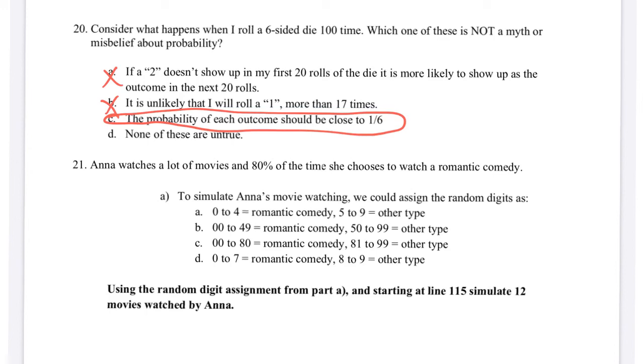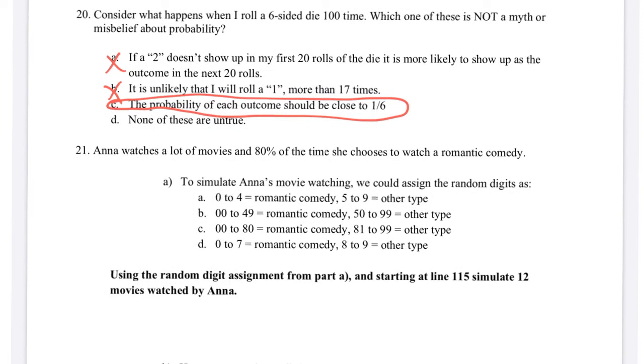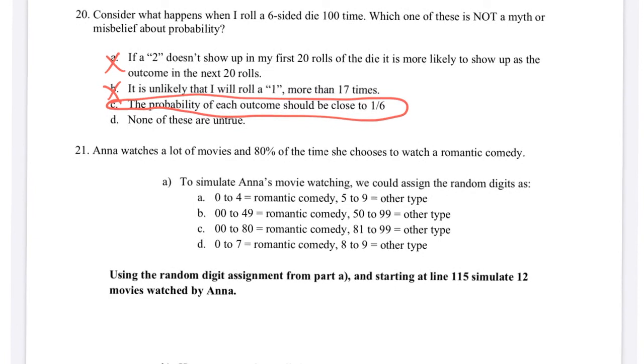For number 21, we're going to use our random digits table. So Anna watches a lot of movies, and 80% of the time she chooses to watch a romantic comedy. So to simulate Anna's movie watching, we're going to assign random digits. So if we do letter A, 0 to 4 romantic, so that's 0, 1, 2, 3, 4. That's 5 digits romantic, and then 5 to 9 will be 5, 6, 7, 8, 9. That's 5 digits too. So that will be like 50-50. So it's not A.